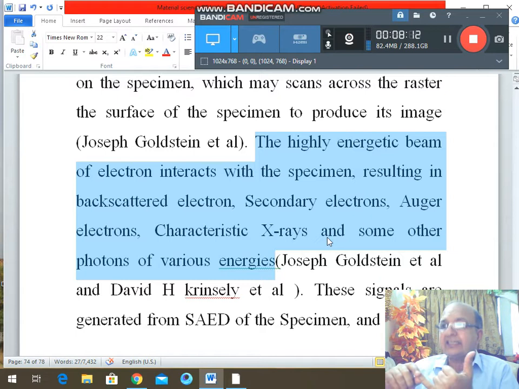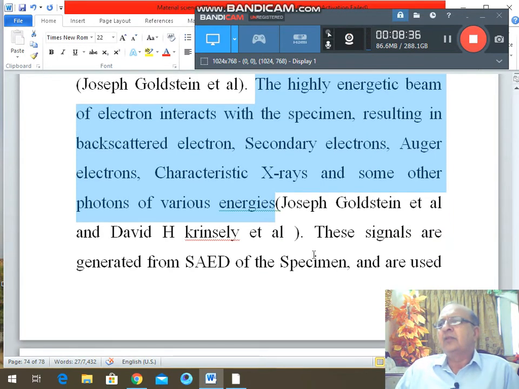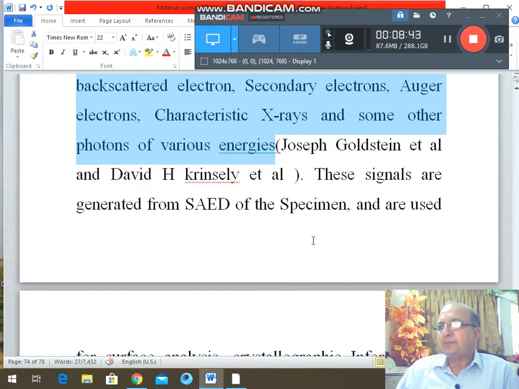One is backscattered electrons, the electrons which are reflected elastically. The other is electrons which are first absorbed in the specimen and then emitted, called secondary electrons, which are of vital interest. Then Auger electrons, then characteristic X-rays and some photons of other energies that may be visible, infrared, or ultraviolet. So, these are the radiations that result from the impact of electrons on the specimen.